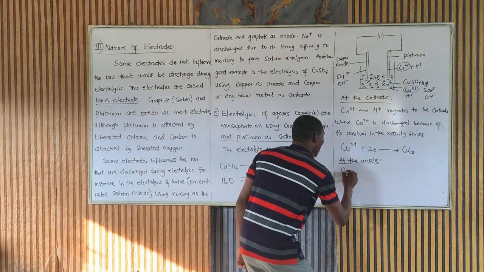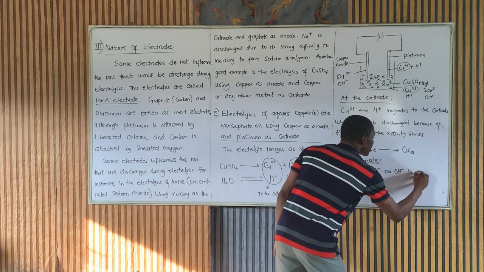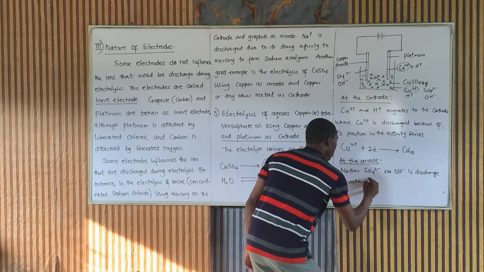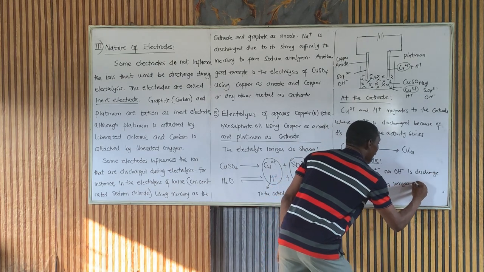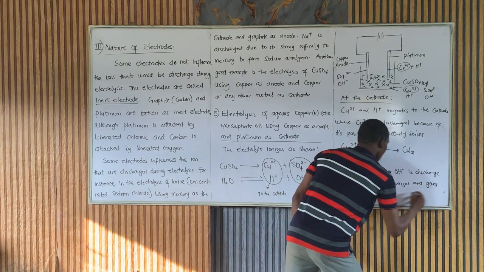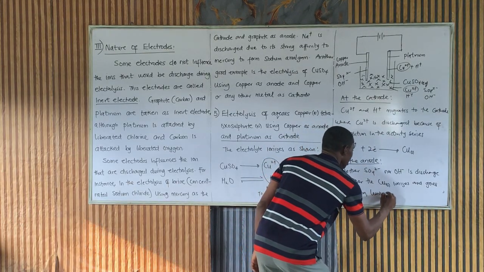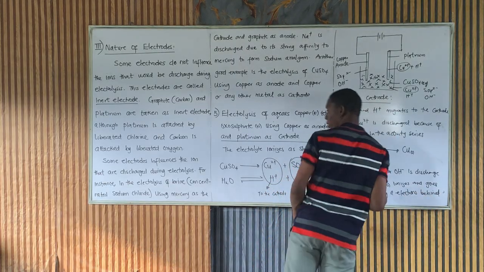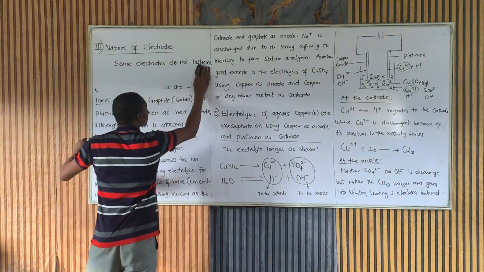So, copper solid, I'll put it that neither SO4 2- nor OH- is discharged, but rather the copper solid ionizes and goes into solution, leaving its electrons behind. Okay? So, let me clean this part now.